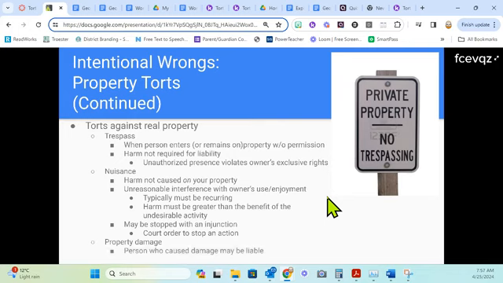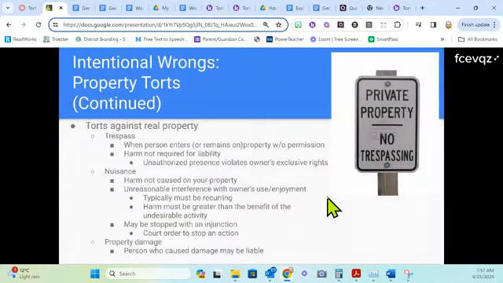Third, and again, this gets to the more obvious things we think about if we imagine torts against property, and that is damage. If somebody breaks out a window in your house, if somebody smashes your mailbox at your house, those things could be considered that kind of property damage, and they would be responsible for it.